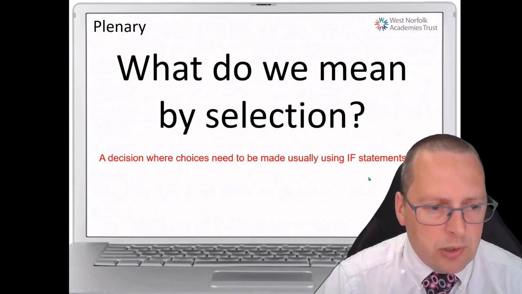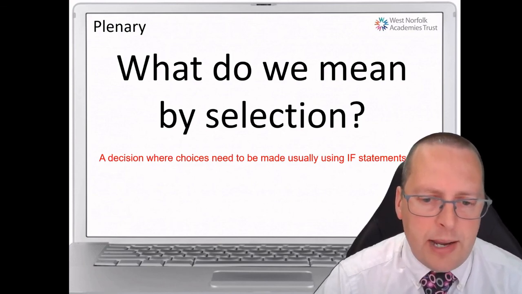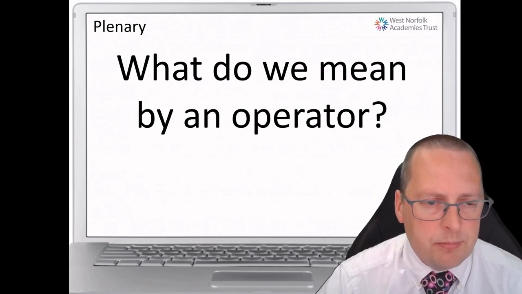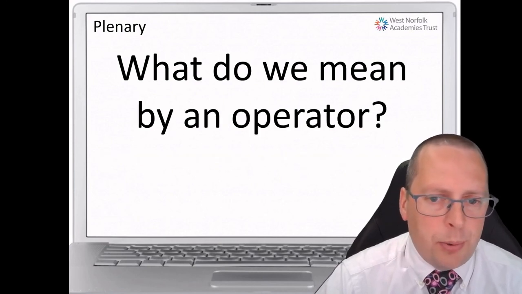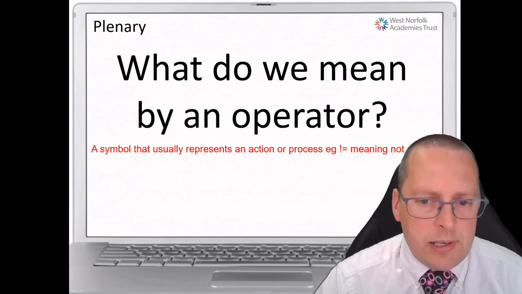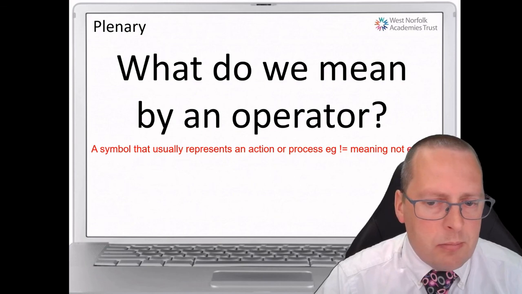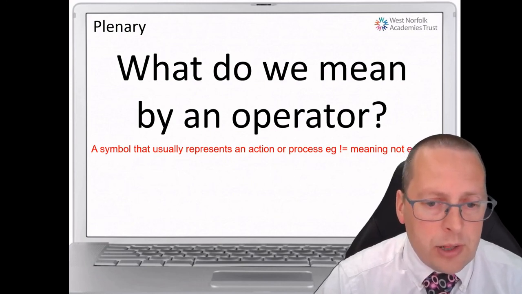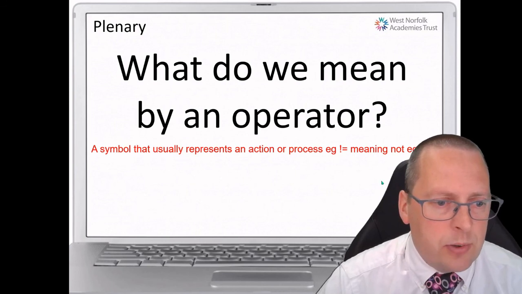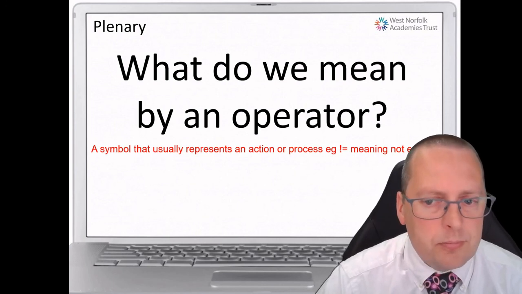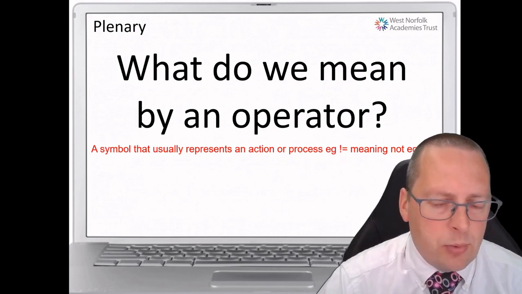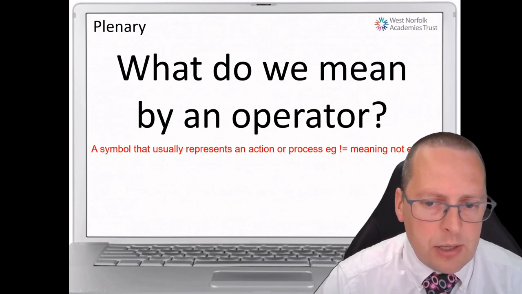Hopefully you've got something along the lines of a decision where choices need to be made, usually using if statements. What do we mean by an operator? And this is when you use symbols in your coding such as greater than or less than or equals to. This one here means not equals to. When you have an exclamation equals mark, it means not equal to.